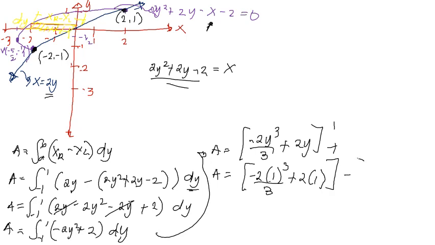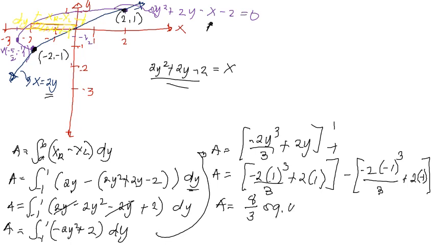Quantity minus the quantity of negative 2 times negative 1 cube all over 3, right? Plus 2 times negative 1 quantity. So just input this equation to your calculator, and then the value of the area is equal to 8 all over 3. That's the area of this bounded region, square units.